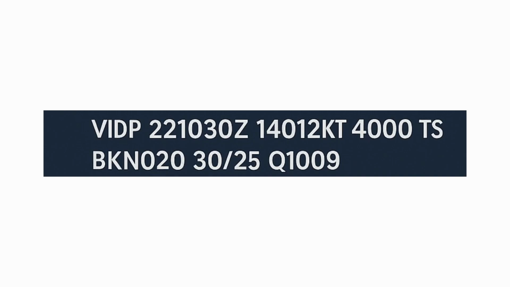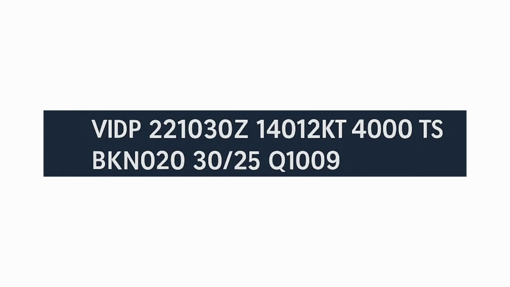Moving right, we have 14012 KT. This means the winds are coming from 140 degrees at 12 knots. Quick note, aviation always uses knots for speed and direction is always where the wind is from, not where it's going. Next is 4000, which means the visibility is 4000 meters. Next we see TS, which stands for thunderstorm. This won't appear in every METAR, only when specific weather conditions are currently occurring.